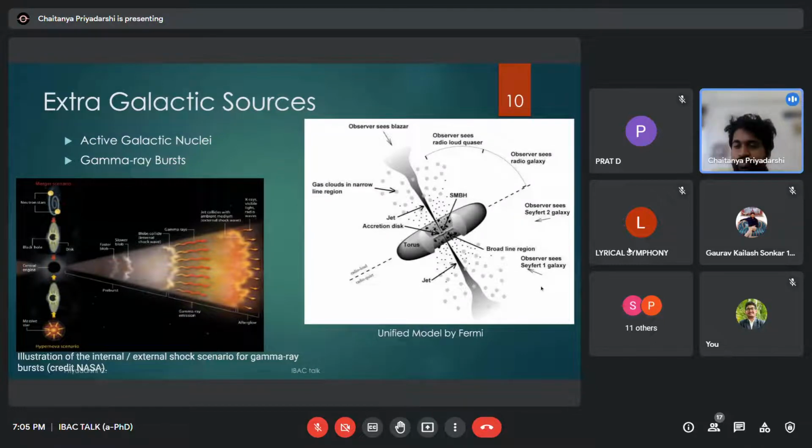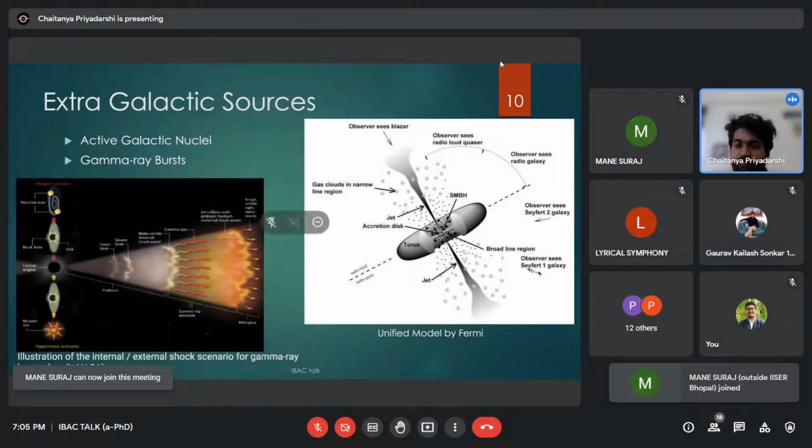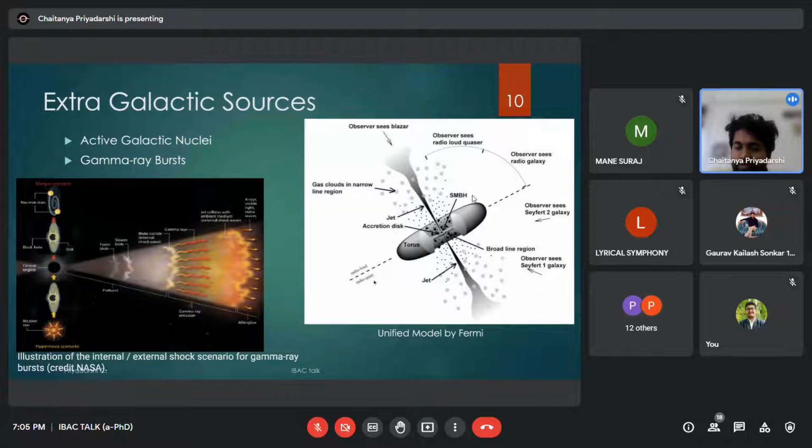So suppose you see it from this angle, we'll say it's a Seyfert type 1 galaxy. If we see from this side, we'll say it's Seyfert type 2. We also define based on the radio emissions, whether it's loud or quiet, and whether we see the jet directly in a line of sight, we call it a blazar.